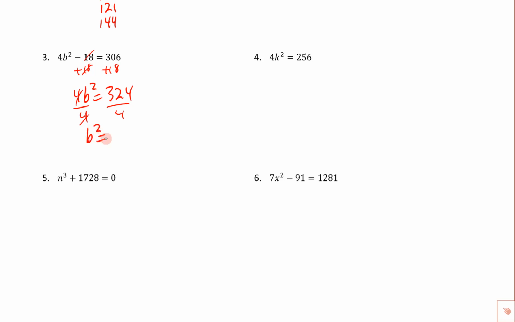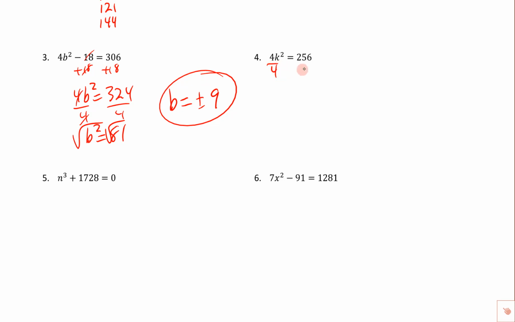We get b squared, and then this goes in there 80 times with 4 left over. This ends up being 81 if you need a calculator to do that. And remember, we undo the squaring by taking the square root of both sides. And when we do a square root, we also have to put a plus or minus on there. So we'll put that on there. And then the square root of 81 is, of course, 9. So I'm going to circle that.